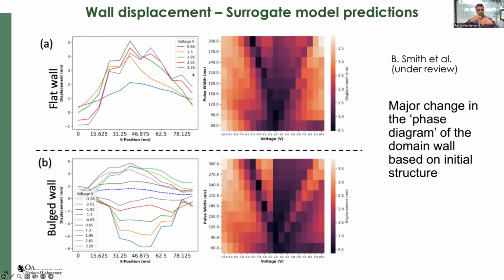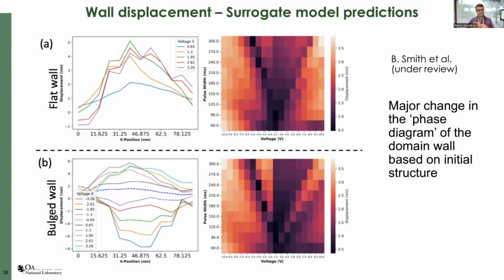So from the flat wall, you can then start to bulge the domain wall out. And so for increasing voltages, you get some increased amounts. It saturates to some extent, but it does actually move out to larger domain wall displacements. So this heat map here is showing you the maximum displacement of the domain wall as a function of these parameters of the voltage and the pulse width, assuming that we started from an ideal flat wall configuration.